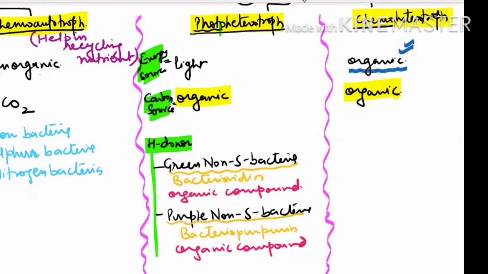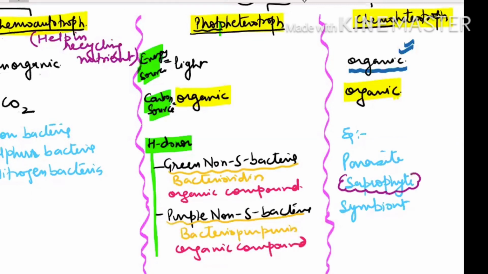Now here, if you see in chemoheterotroph, the list of examples are: there will be parasites also, there will be saprophytes, and there will be symbionts. And again, if you see, NCERT has emphasized that vast majority are decomposers. First of all, the vast majority are heterotrophs, and in that vast majority again are decomposers.